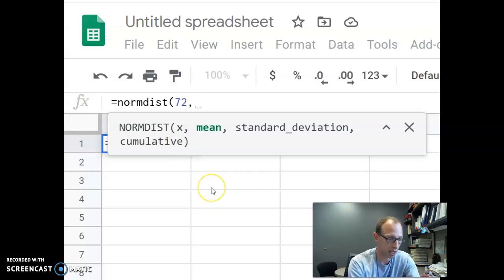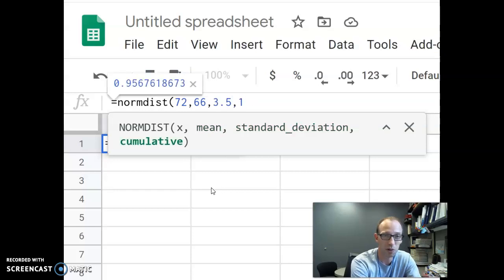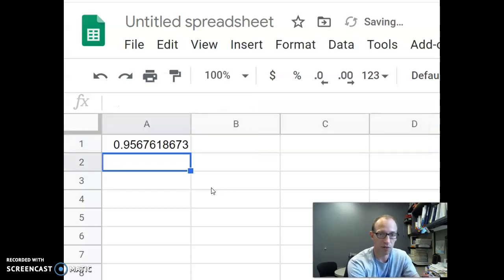So the mean was, I think, 66, and the standard deviation was 3.5. And then for cumulative, just go ahead and put 1. That'll give you the entire area to the left. And that should look familiar. That's what we found on our applet calculator also. So 95.7% of the adult females in the US would be shorter than 6 foot.